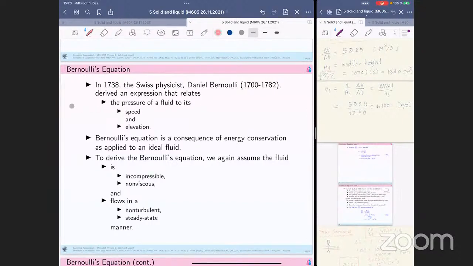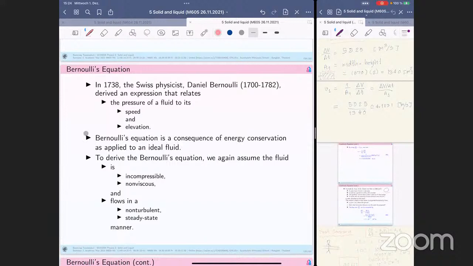He found the expression relating the pressure of the fluid to its speed and elevation. Okay, do you know elevation? The amount of height above any reference level, right? Bernoulli's equation is well known and is a consequence of energy conservation as applied to an ideal fluid.